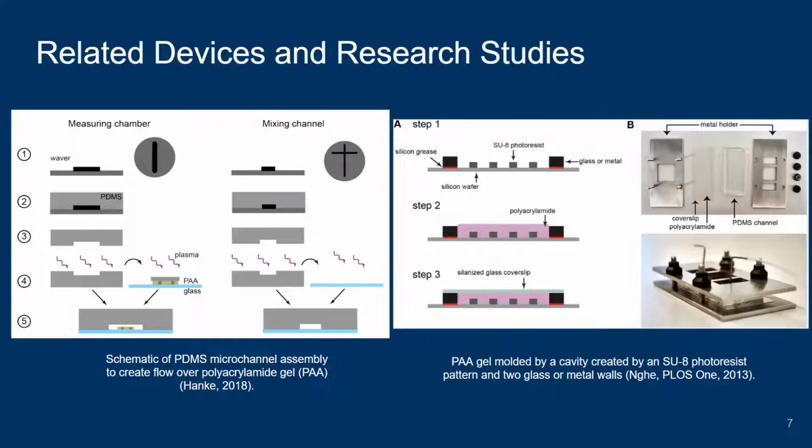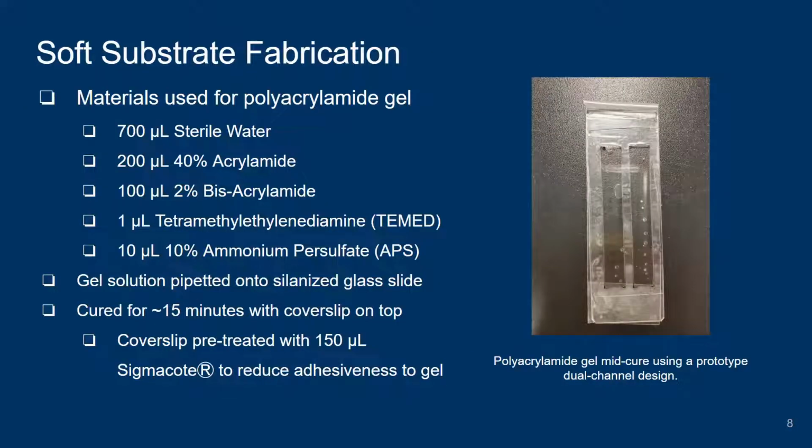The schematic on the left shows a PDMS microchannel assembly to create flow over a polyacrylamide gel, while the one on the right shows the gel molded by a cavity created using an SU8 photoresist and two glass or metal walls. The materials used for the polyacrylamide gel include 700 microliters of sterile water, 200 microliters of 40% acrylamide, 100 microliters of 2% bisacrylamide, 1 microliter of tetramethylethylene diamine, and 10 microliters of 10% ammonium persulfate.